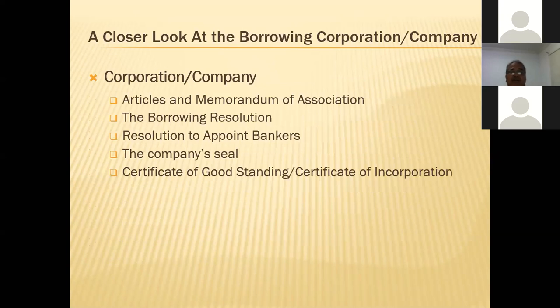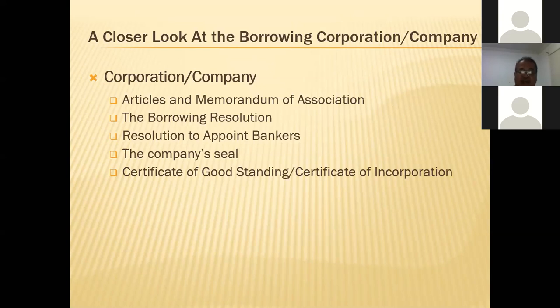Then we took a closer look at some key elements that we need to be concerned with as bankers when a company or corporation comes to us, either to open up a deposit account or to do borrowing business with us. Okay, and we spoke about the importance of the articles, the memorandum of association, then the borrowing resolution, the resolution to appoint the bankers, the company seal, the certificate of good standing or the certificate of incorporation.